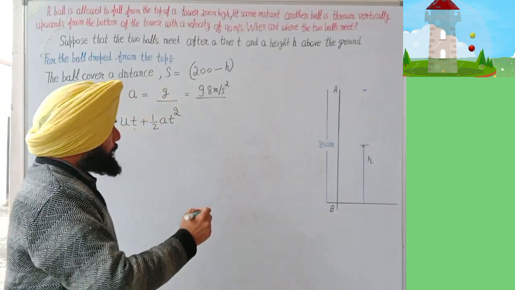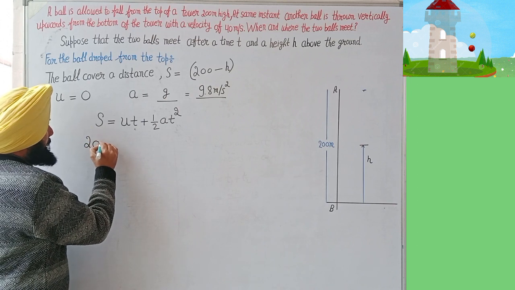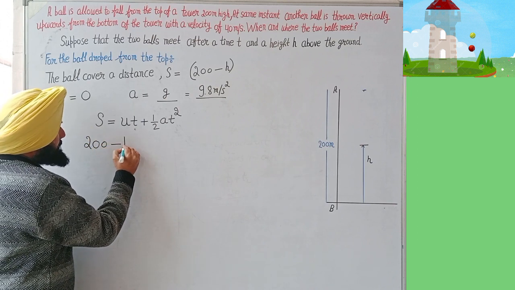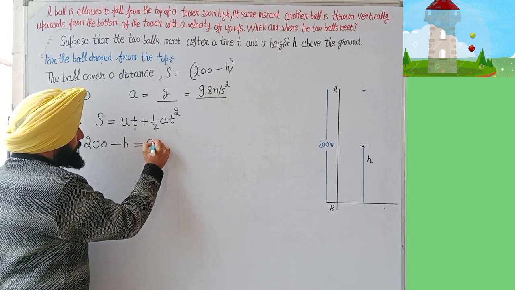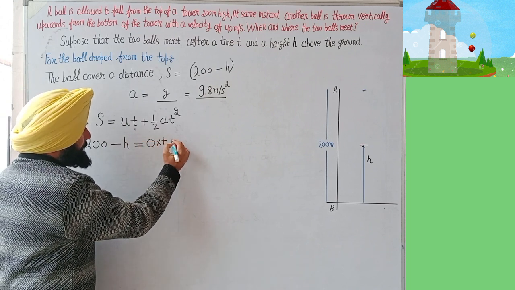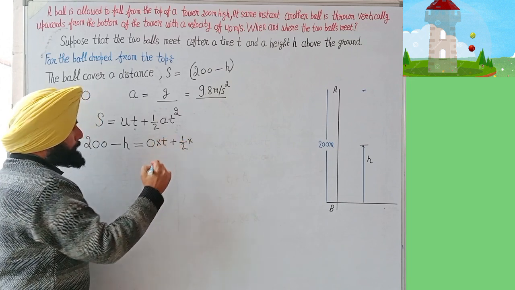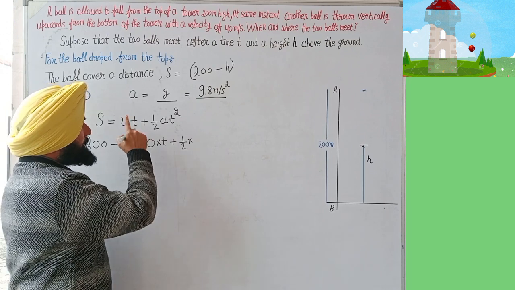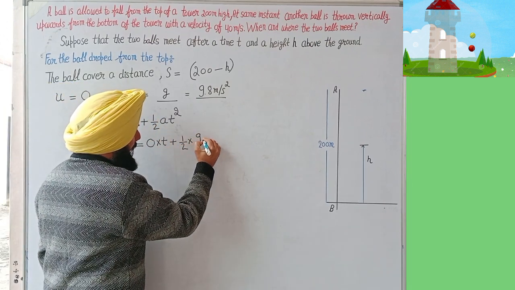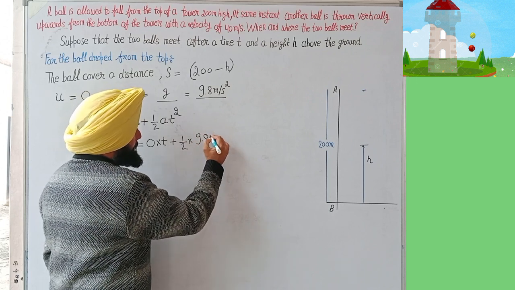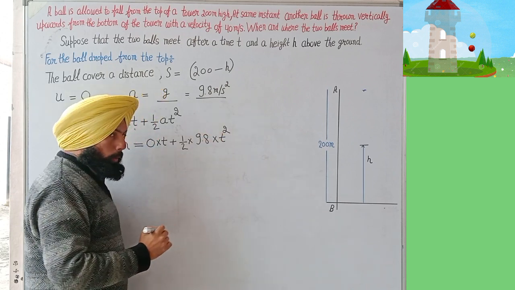Now students, put the values of S, that is 200 minus h, initial velocity 0 and time t, plus half acceleration, means acceleration equal to acceleration due to gravity, that is 9.8 multiplied by t square.